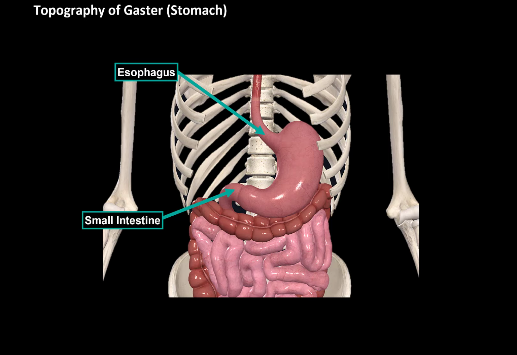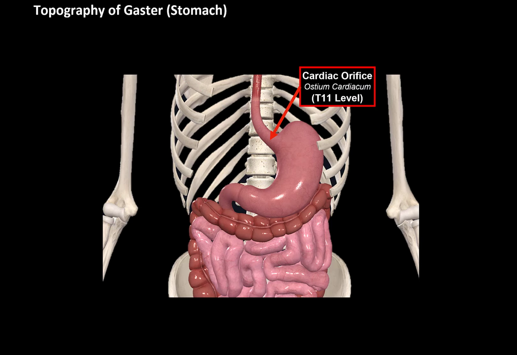The opening by which the esophagus communicates with the stomach is known as the cardiac orifice, which is at the level of the 10th to 11th thoracic vertebrae. And the opening by which the stomach communicates with the duodenum of the small intestine is known as the pyloric orifice, at the level of the first lumbar vertebra.